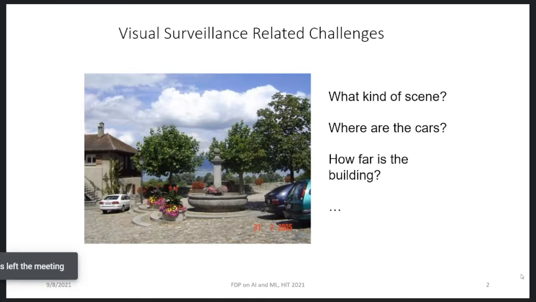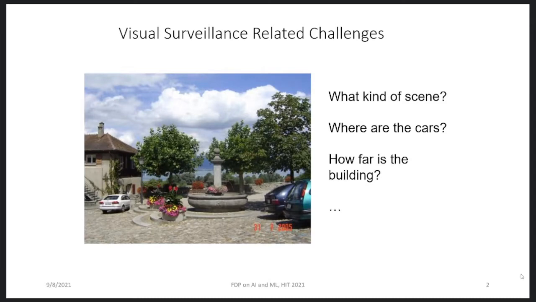So, like the question, how far is the building? These are the three questions I am just asking. You can ask actually hundreds of questions from the same image. Now, we humans can answer some of these questions, or probably we can answer all of these questions, depending on what knowledge we have. But let's assume that a human can answer all the questions which can be asked about the particular image.